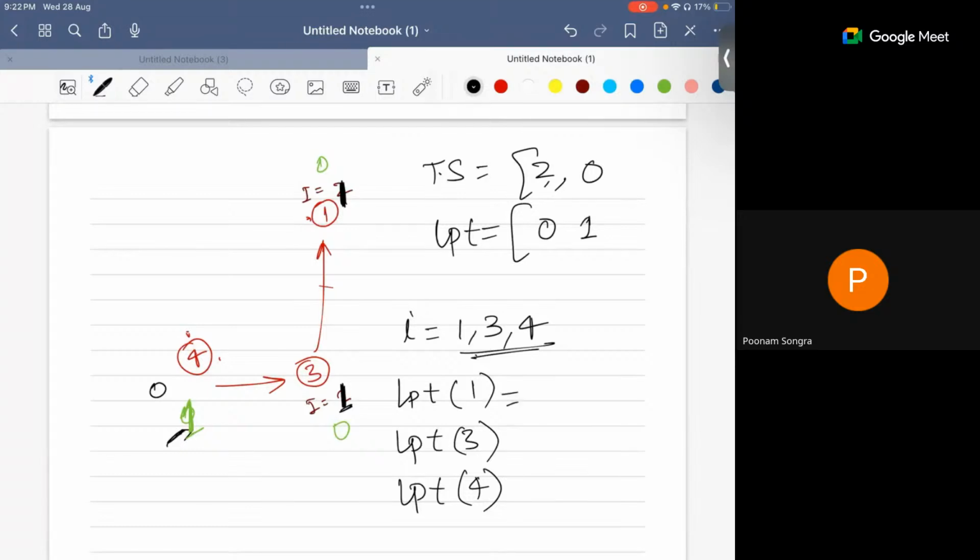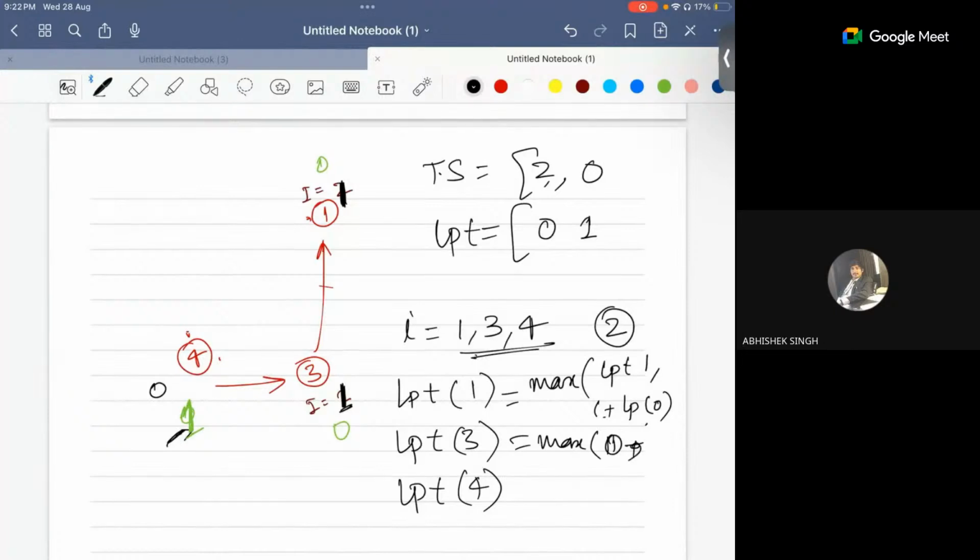Okay. Now the LPT for 1 is what? It will be the maximum of LPT of 1, or 1 plus the longest path to 0. So that will be 1 plus 1, which is 2. Similarly, the longest path to 3 will be the maximum of LPT of 3, which was 0, and 1 plus LPT of 0. That is 1, so here also it will be 2, and here also it will be 2. So the longest path to 1, 3, 4 is also updated. This is 2, 2, and this is also 2.